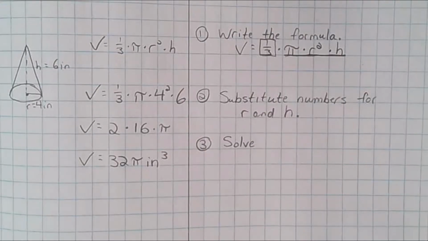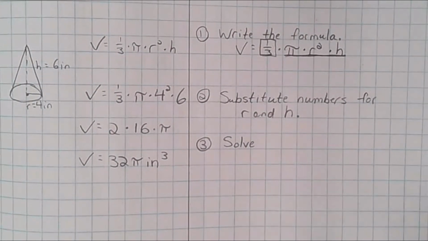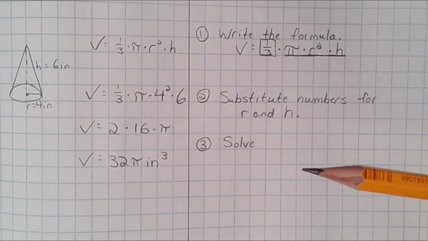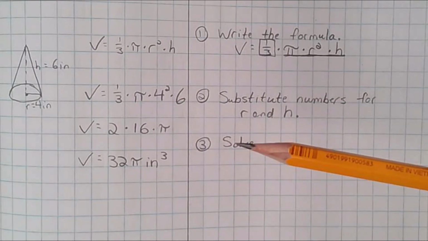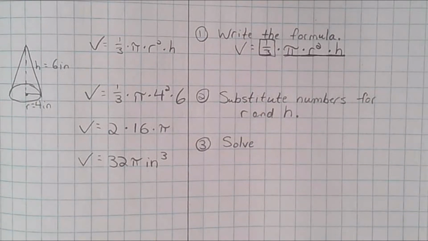That's it. So really what we've done here is we've found the volume of a cylinder and then multiplied our volume by 1/3 to find the volume of a cone. Let's do one more quick example.